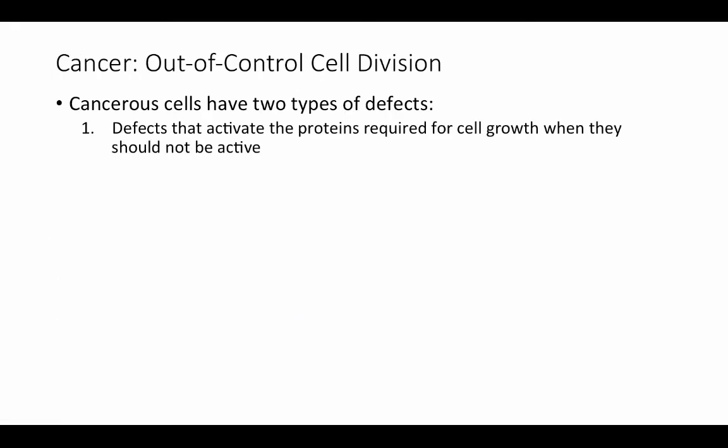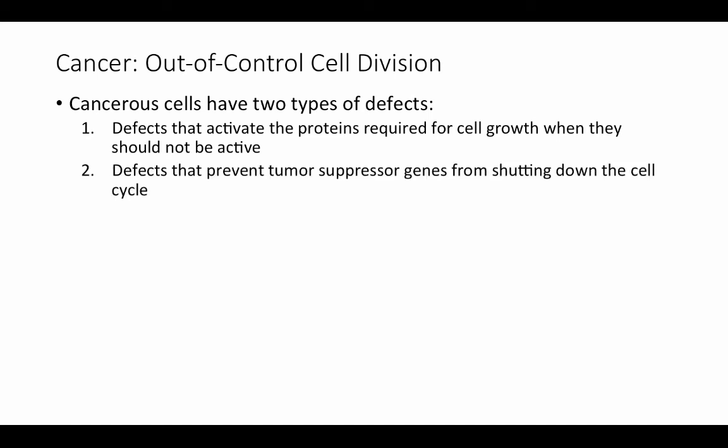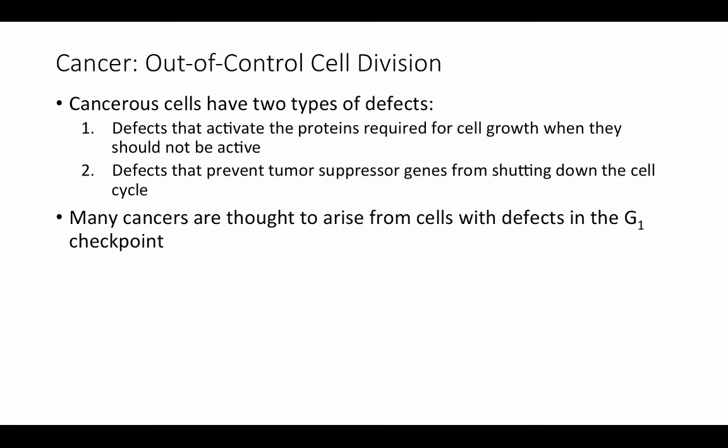So cancerous cells have two types of defects. One can be a defect that activates the proteins required for cell growth when they should not be active. And the second are defects that prevent tumor suppressor genes from shutting down the cell cycle. So those checkpoints that check to make sure that the social signals are appropriate, that the DNA is not damaged, those are going to fail to shut down the cell cycle. So many cancers are thought to arise from cells with defects in the G1 checkpoint. Cells that acquire the ability to divide indefinitely are undergoing a process called transformation. They're transforming into tumor cells.